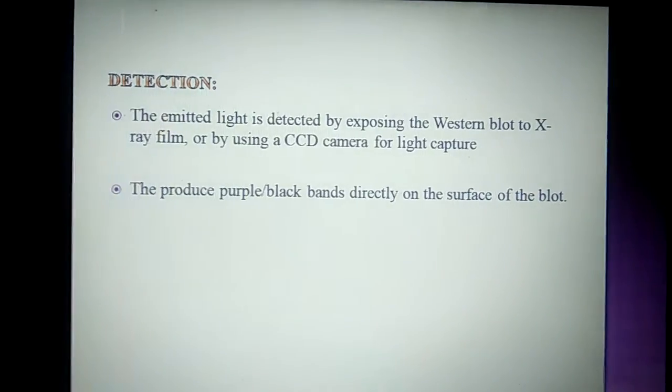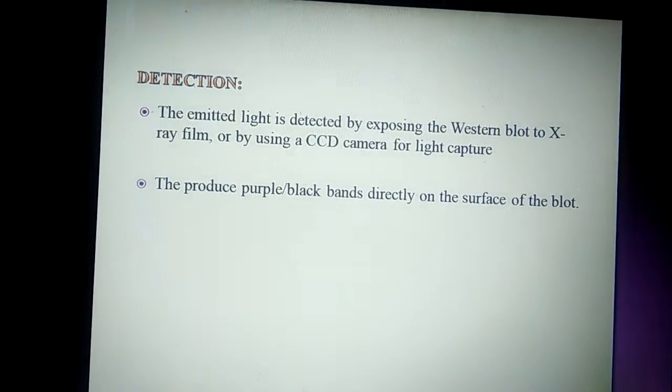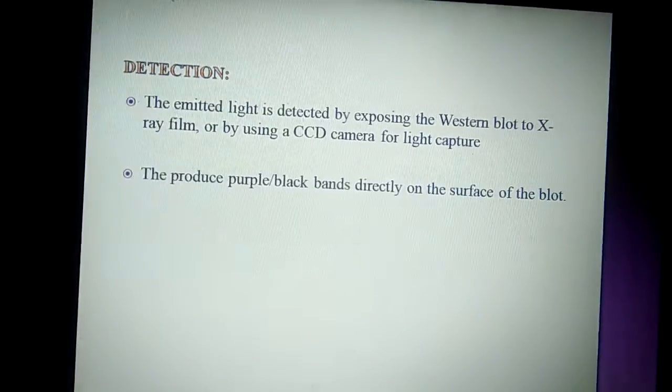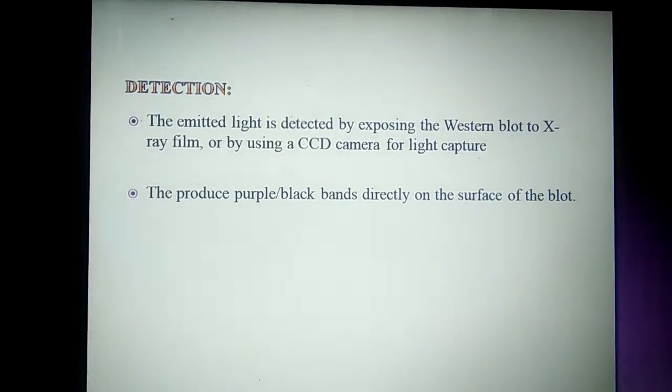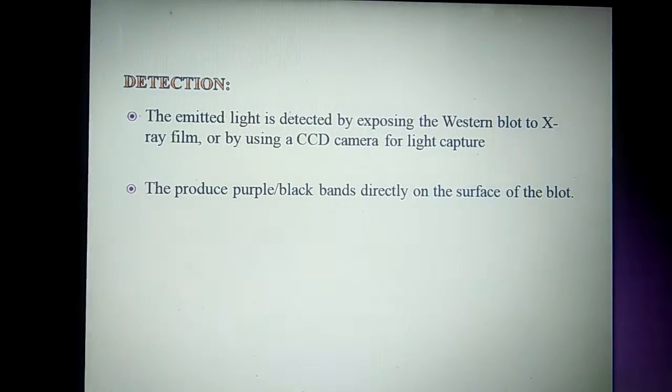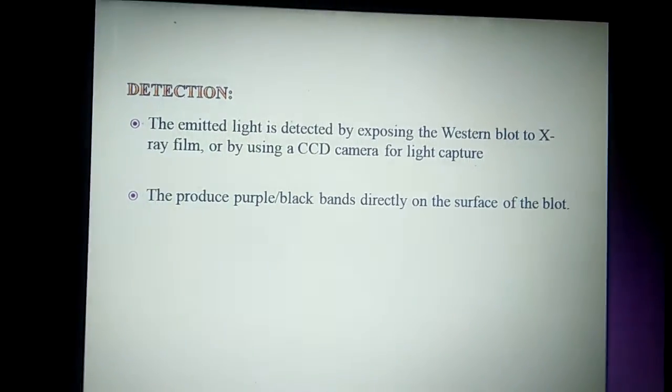Okay, and at the end, the result is obtained as purple or black bands that confirm the presence of the protein of interest. If there still remains any query, you can contact me in the comment section.